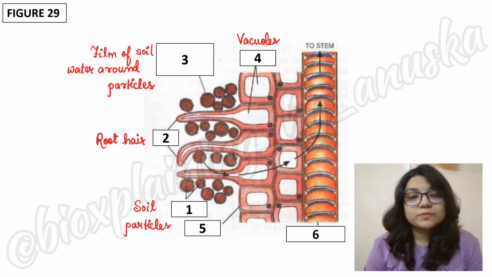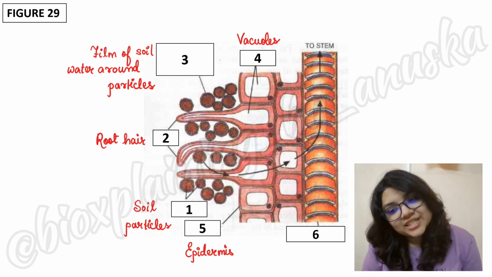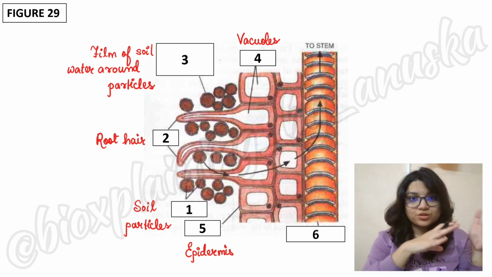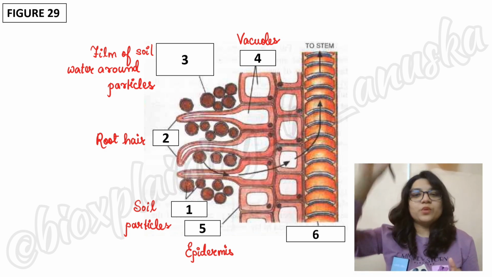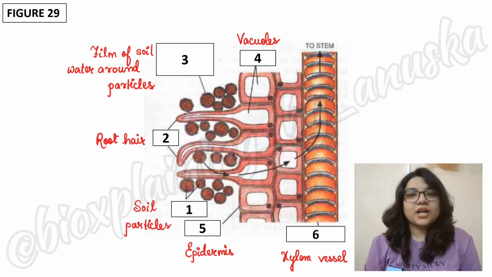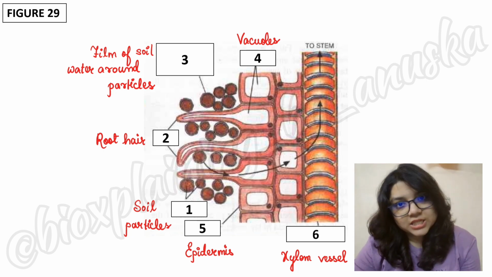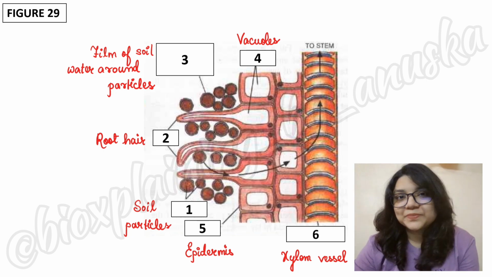By now you all should be very clear. These are the epidermal cells, right? You can call this the epidermis. And finally, which is the final part where the water goes and is taken upward to the stem? The tissue is your xylem, which is responsible for the upward conduction of water and minerals to the aerial parts of the plant. I guess this is also clear.